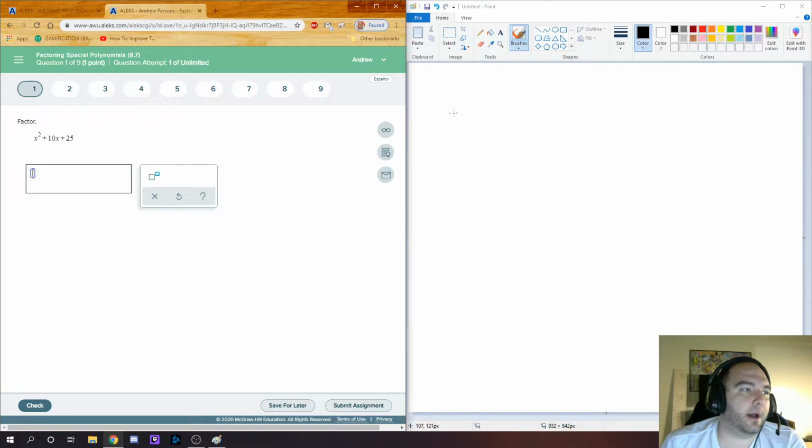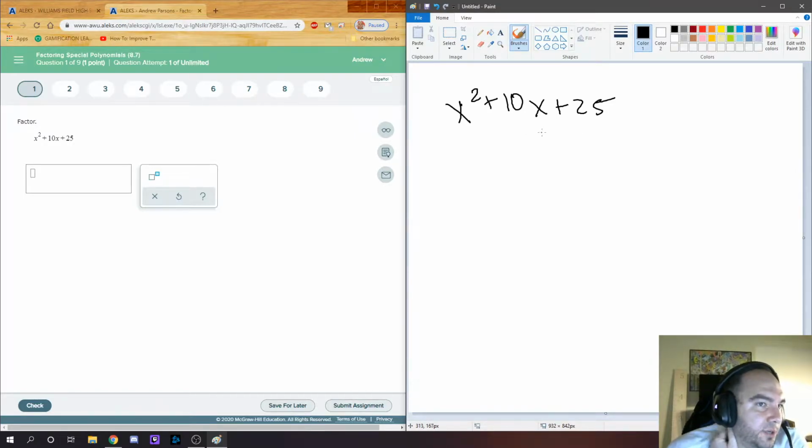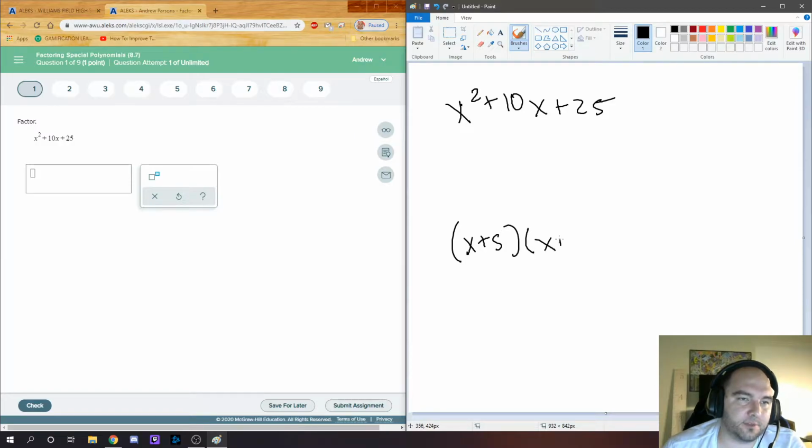So this first one, I'm going to write it down. We got x squared plus 10x plus 25. Now the normal thing to do is you write a big X and you say to yourself, what multiplies to make 25 on top and adds up to make 10 on bottom? I think that you could totally do that. If you don't see that this is a special case, then that's fine. I'm going to tell you right now, it's x plus 5 times x plus 5.